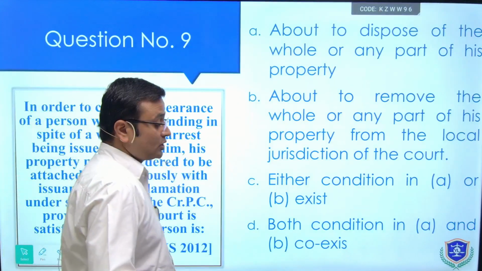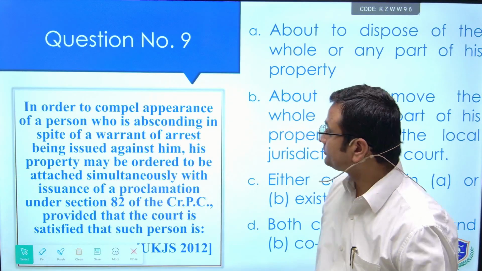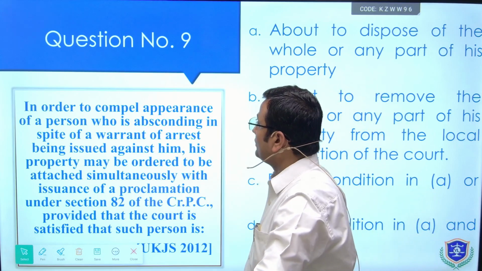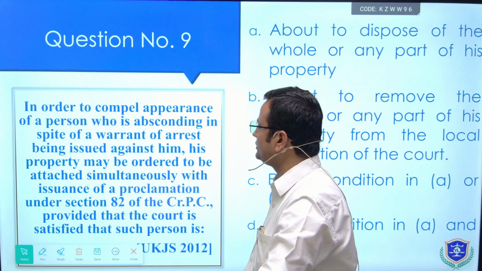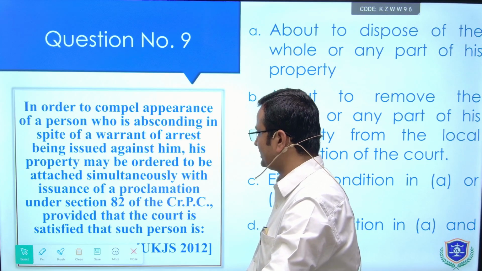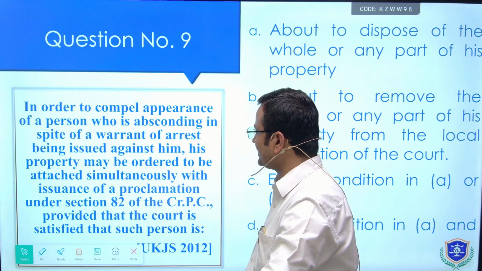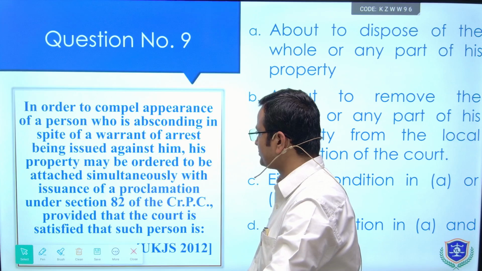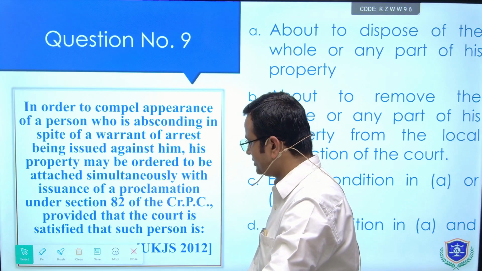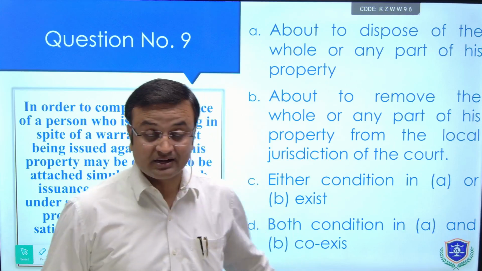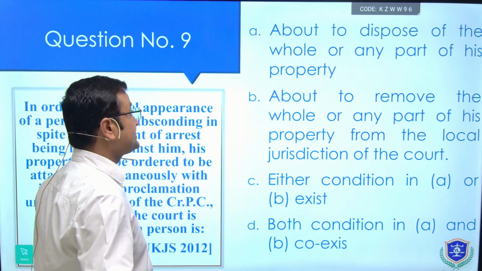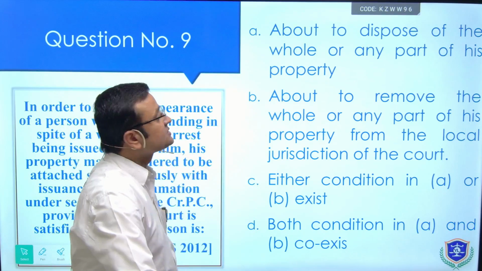Let's see the next question, that is question number 9. It says, in order to compel appearance of a person who is absconding in spite of warrant of arrest being issued against him, his property may be ordered to be attached simultaneously with the issuance of proclamation under section 82 of CrPC, provided that the court is satisfied that such person is, again it has been asked in Uttarakhand prelims exam. Let's see the options.